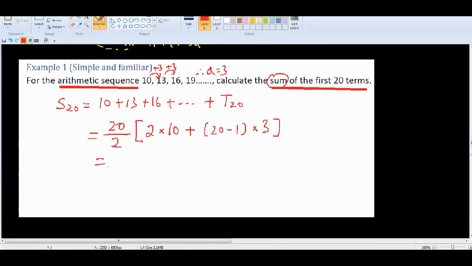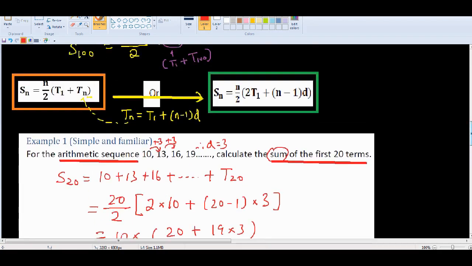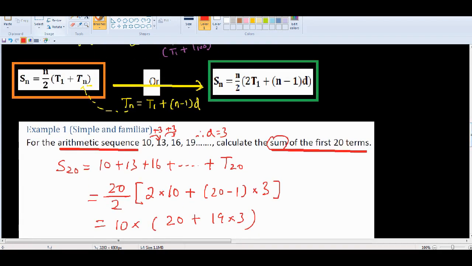Okay, let's simplify this a little bit. That's 20 plus 19 times 3. Then you can use your calculator to do it. That will be it. No problem for this one, right? Still remember the formula, how to use it. Good. We might copy this formula because we are going to use it again.